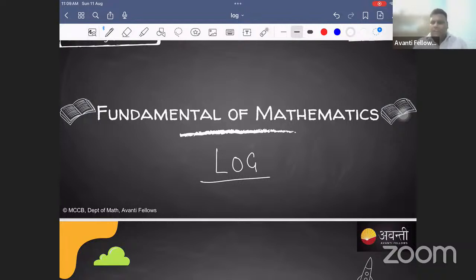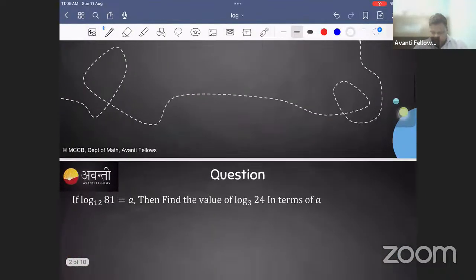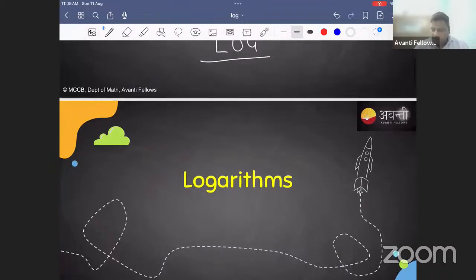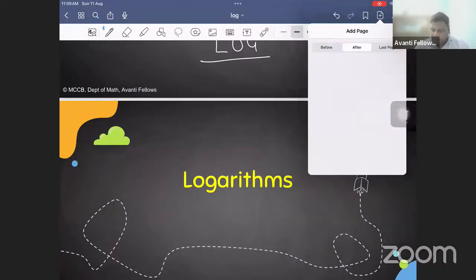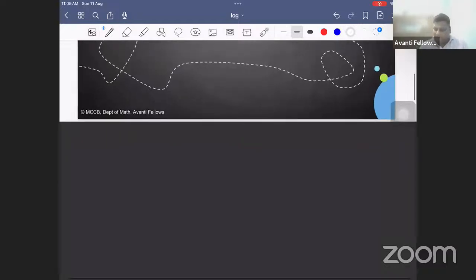Today we will do a very, very important topic of fundamentals of mathematics, that is log. You will be using this topic very frequently in chemistry, in physics, and undoubtedly in mathematics also. So I am going to cover all the basic properties of log and everything about log. Consider it a topic from scratch, and we shall be covering everything.